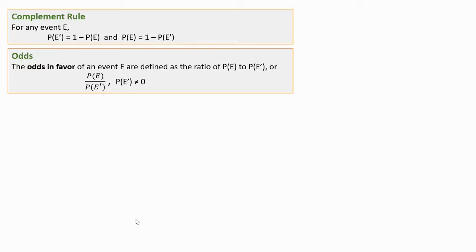This is what most gamblers use, like in Vegas, the odds in favor to win or odds in favor to lose, stuff like that. So the odds in favor of an event are defined as a ratio of the probability of the event to the probability of the complement of the event. Or it's going to be the probability of the event over the probability of the complement of the event. And the probability of the complement of the event cannot be 0 because it will be undefined.